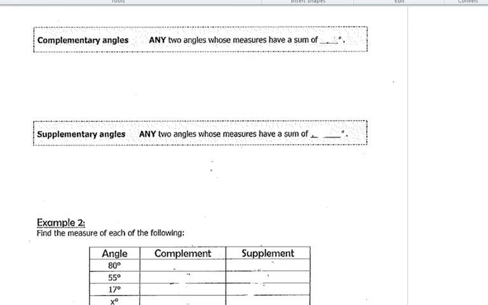A couple different kinds of ways we'll talk about angles in comparison to each other. Again, pretty simple. Complementary angles, just make sure you know which one's which. Any two angles whose measures have a sum or add up to 90 degrees. So we'd have something like angle 1 and 2 are complementary. If angle 1 is 30, angle 2 is 60. Pretty simple.